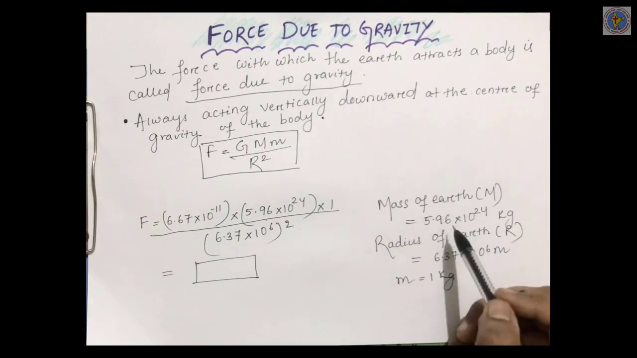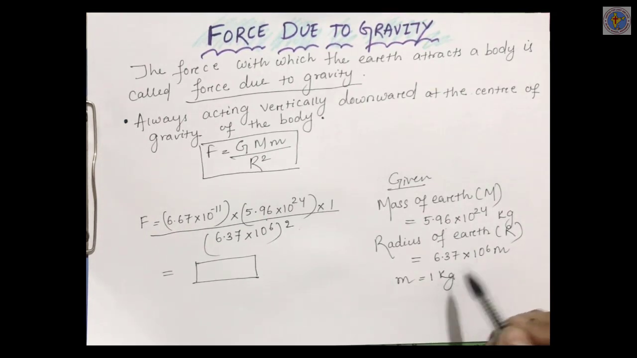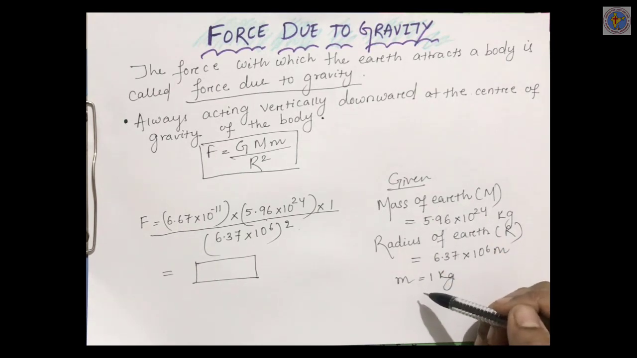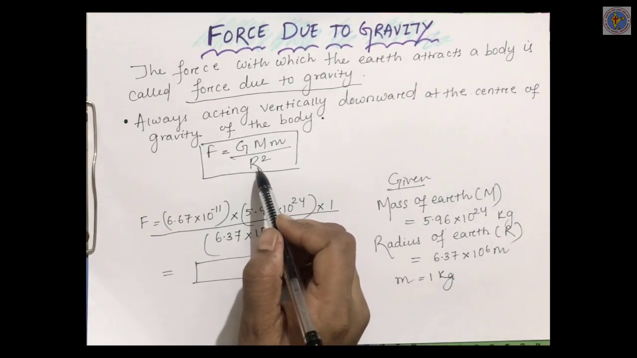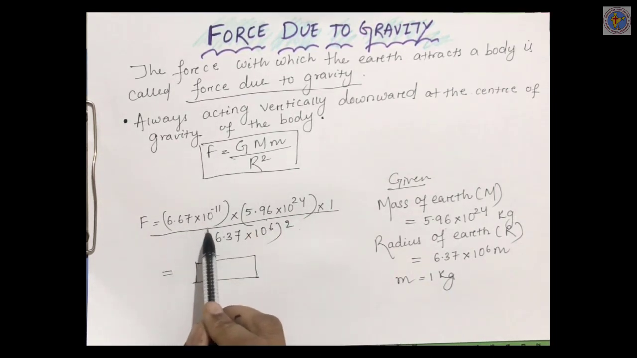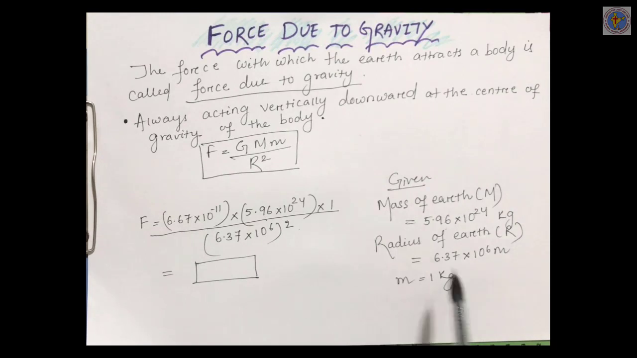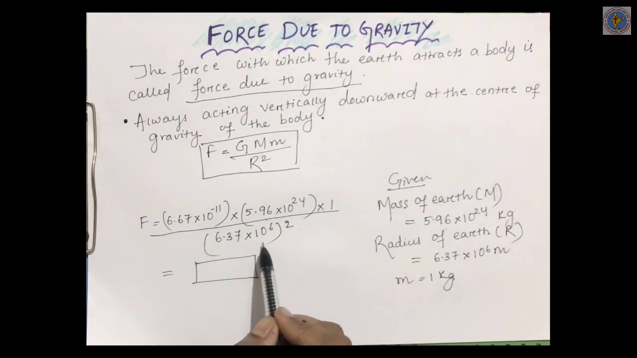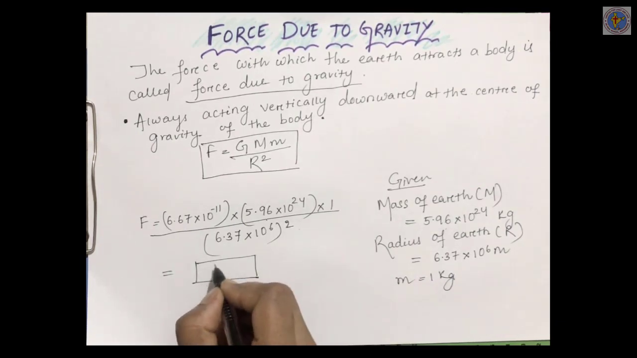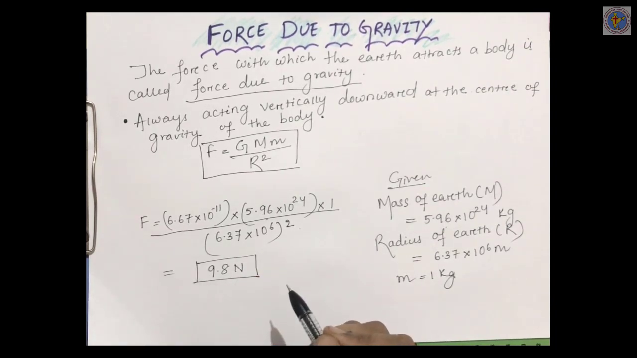Here the mass of the earth is given, the mass of the body is given as 1 kg, and the radius of the earth is given. That means the separation between the mass of the earth and the body is given in the form of capital R. After putting in the values, G is 6.67 into 10 to the power minus 11, which is the universal constant, M is given, small m is 1 kg, and R is 6.37 into 10 to the power 6, whole square, because R square. After solving this, we will get the force equal to 9.8 Newton. Why Newton? Because Newton is the unit of force.